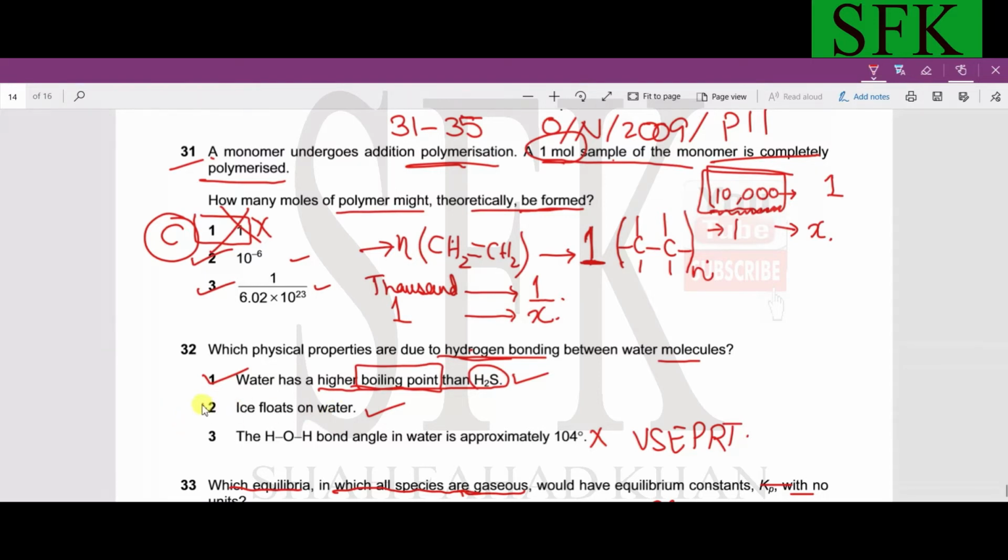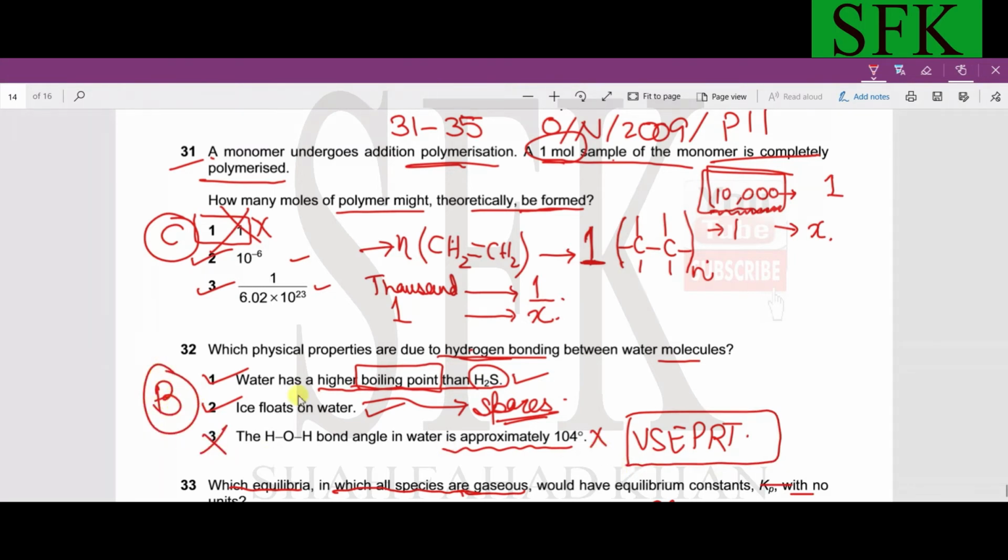Ice floats on water. Yes, this is again due to hydrogen bonds. From theory, we know that in ice, several spaces are formed between the water molecules because of regular hydrogen bonding. And the O-H bond angle in water is approximately 104 degrees. Actually, this bond angle has nothing to do with hydrogen bonding. It is determined by the valence shell electron pair repulsion theory. So 3 cannot be the correct answer. So A, 1 and 2 only, are the correct answer option. So B is the correct answer.